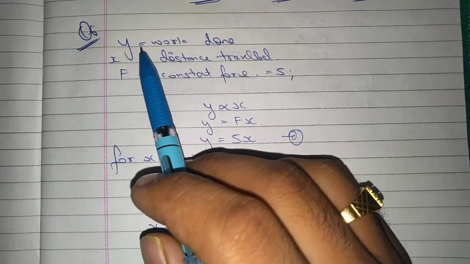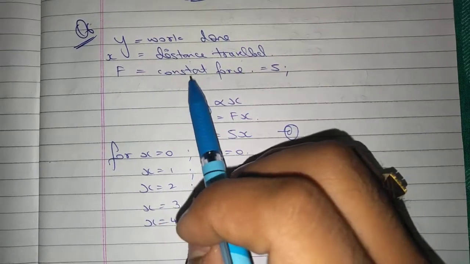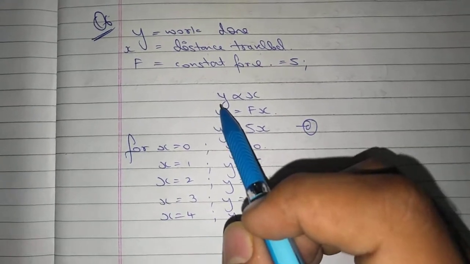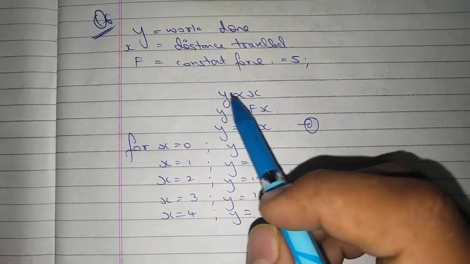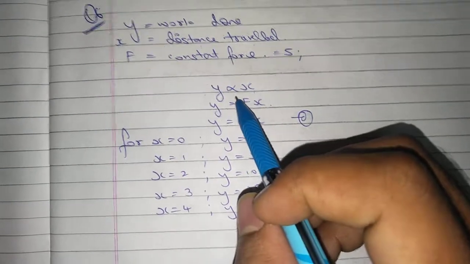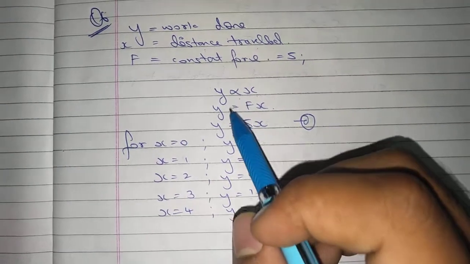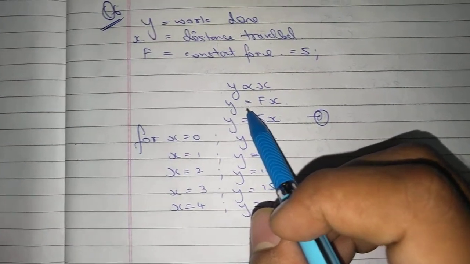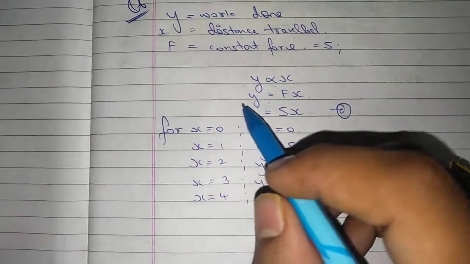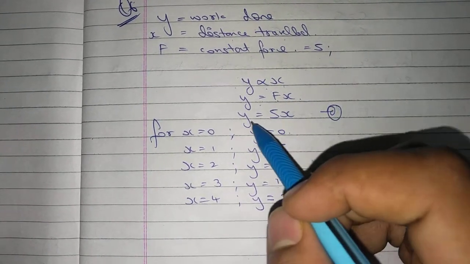So y is equal to, I will take as the work done, x will be the distance traveled, F is taken as the constant force, which is given as 5 units. Now he said directly proportional. The sign of directly proportional: y is directly proportional to x, where y is work done and x is distance. When directly proportional is converted into equals to, then a constant of proportionality F will come in. Okay, now what is the value of F? That is 5. y is equal to 5x.